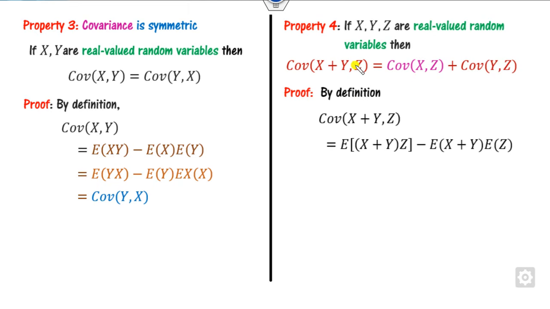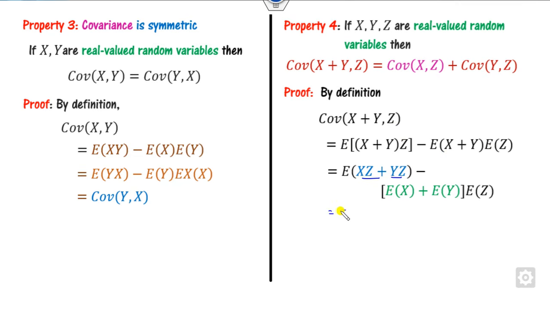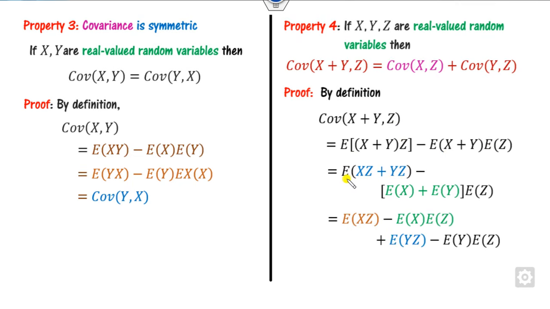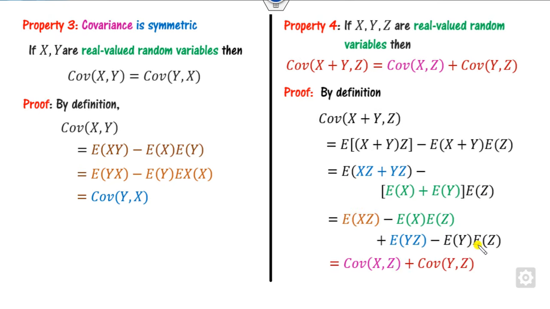We can start with the definition. This is my x, this is my y, this is the covariance of x plus y with z. We can open this bracket, we can write like this. Now if you again open this, which is nothing but it can be written as E of x into E of y. What is that? This is nothing but my covariance of x comma z, and this is nothing but covariance of y comma z. That's the required proof.